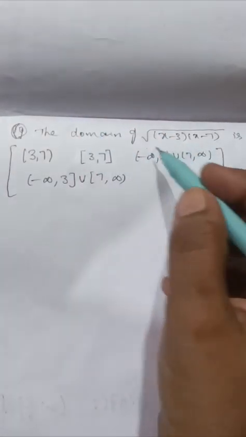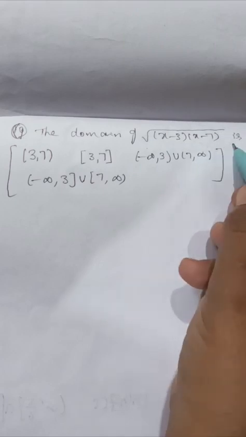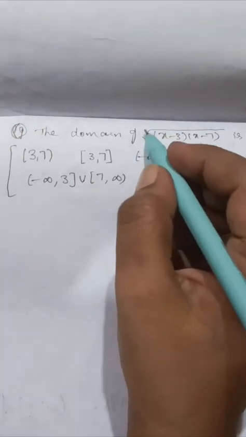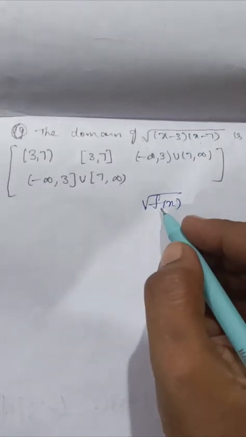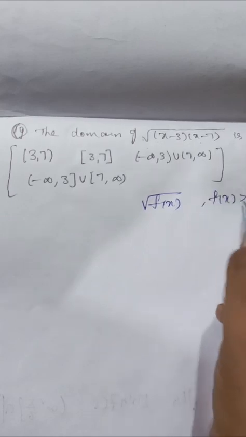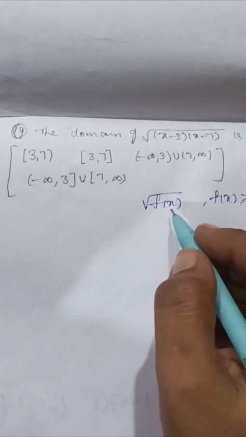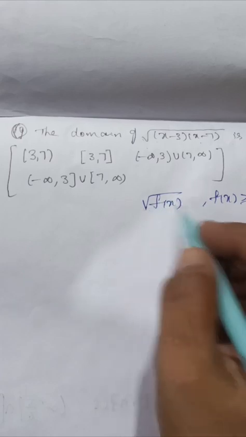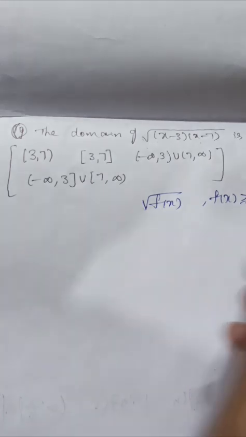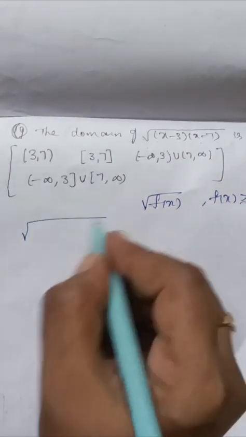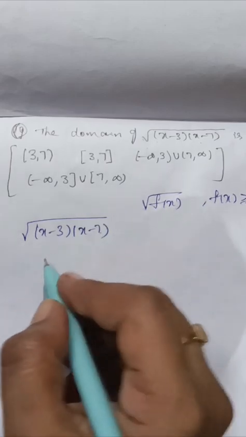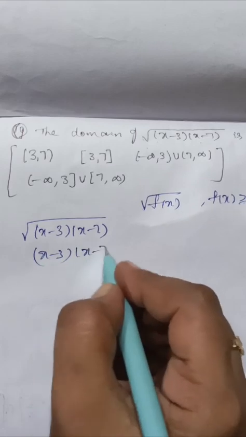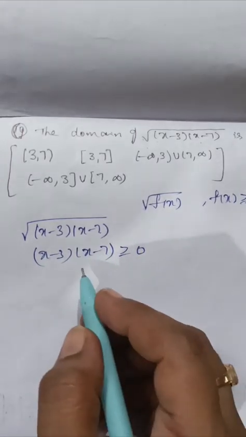Next question. The domain of root over x minus 3 into x minus 7 is. So to find the domain, it is under root. So under root f of x, its domain means input values, f of x must be greater than or equal to 0. Okay, under root a negative number is not defined. So for root f of x, f of x must be greater than or equal to 0. In the same way, given f of x is root over x minus 3, x minus 7. So here under root, x minus 3, x minus 7 must be greater than or equal to 0.